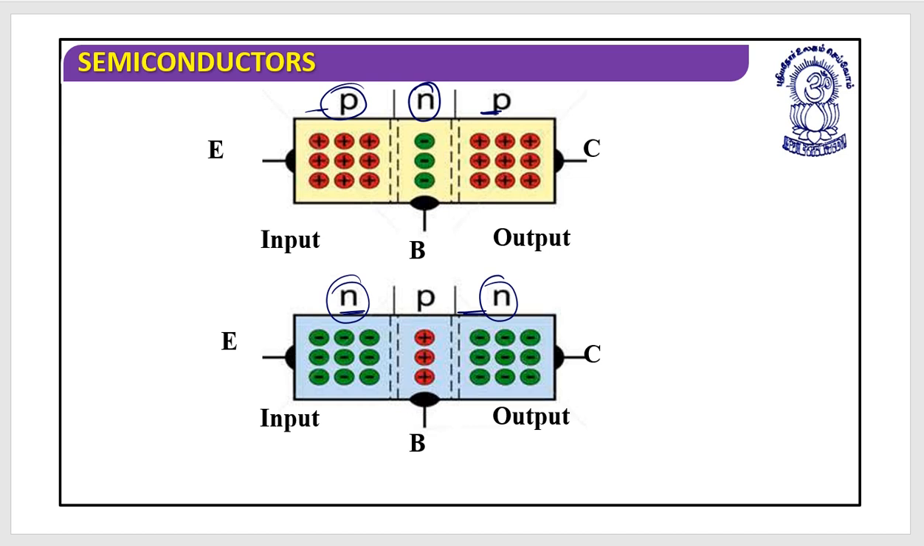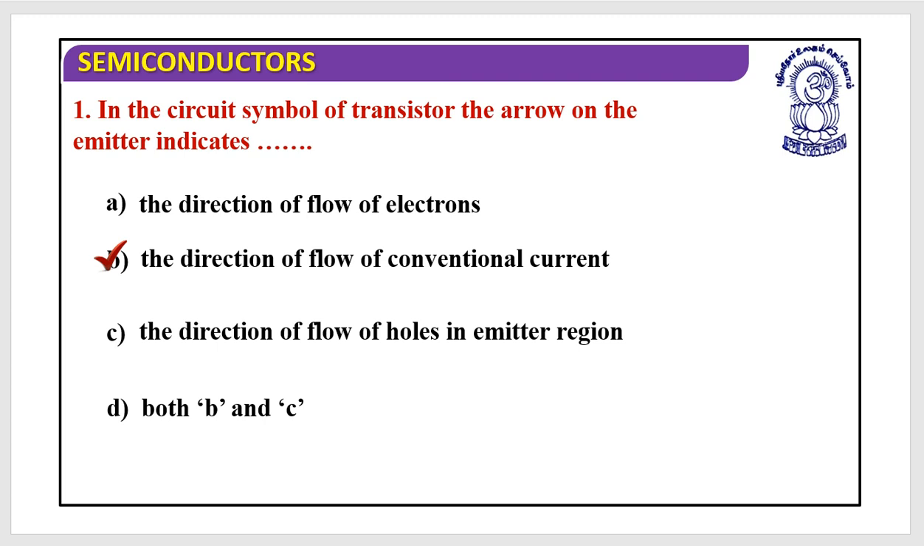Now let's have a quick look at some questions. In the circuit symbol of a transistor, the arrow on the emitter indicates the direction of the flow of electrons. No. The direction of the flow of conventional current. Yes, this is correct. The direction of flow of holes. No. Both are no. So this would be the correct option.